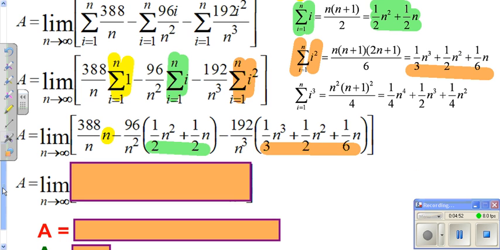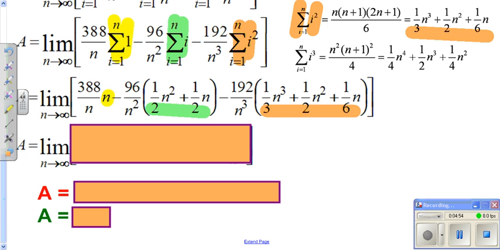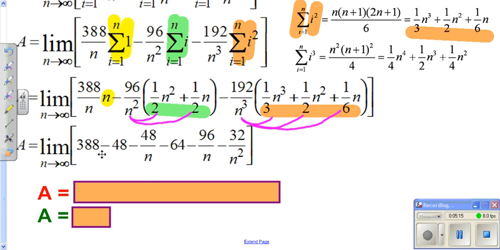Now let's just go ahead and distribute through our negative 96 over n squared, our parentheses. Distribute through our negative 192 over n cubed into a parentheses. Combine some like terms and we end up with this. Now we can easily take our limit.